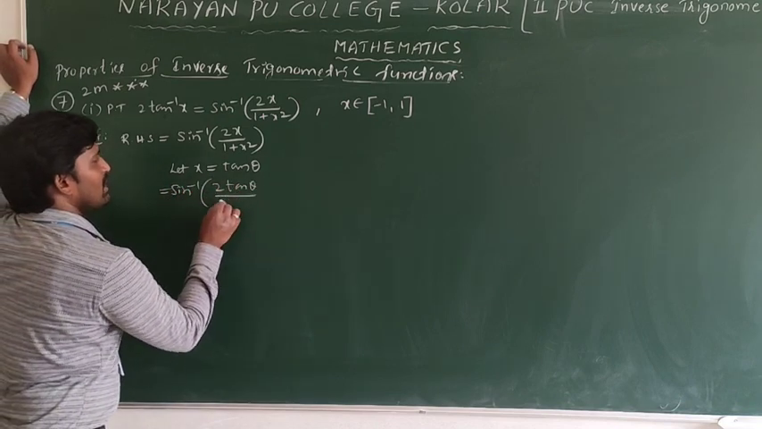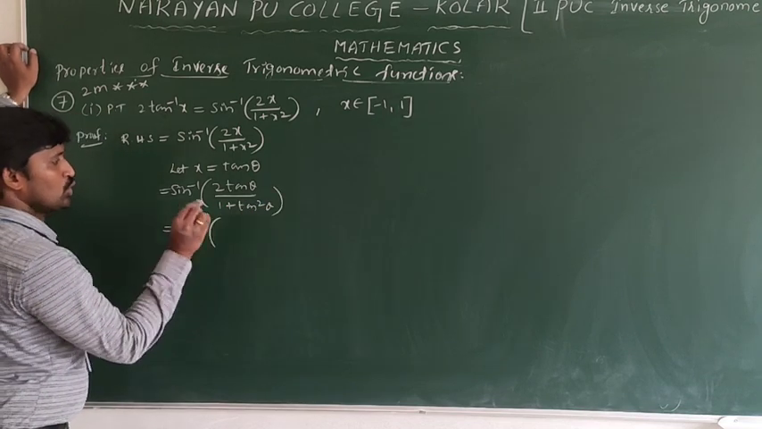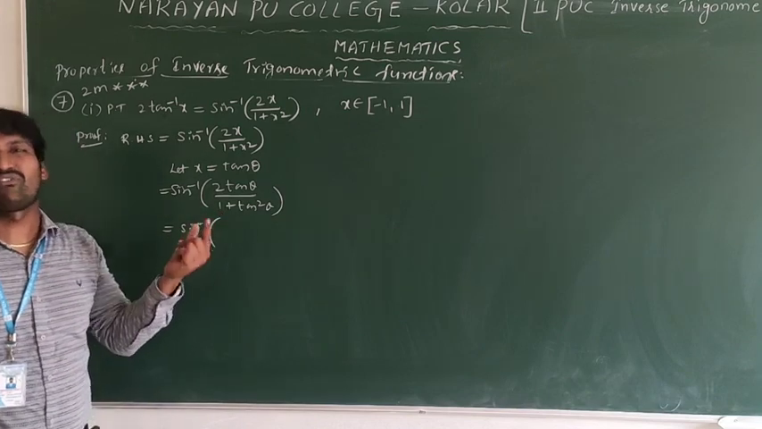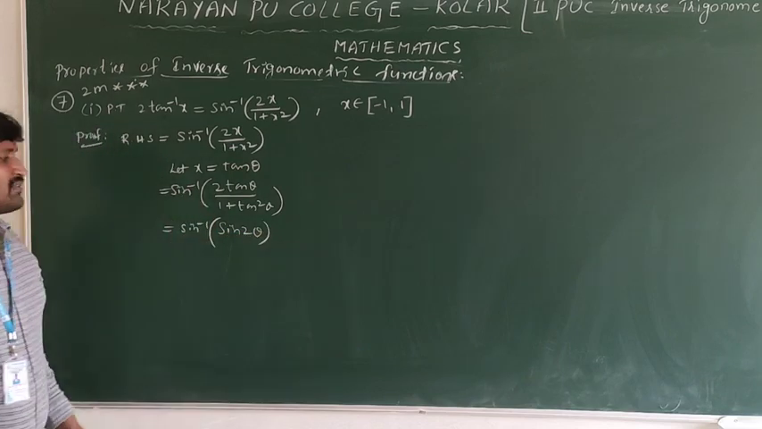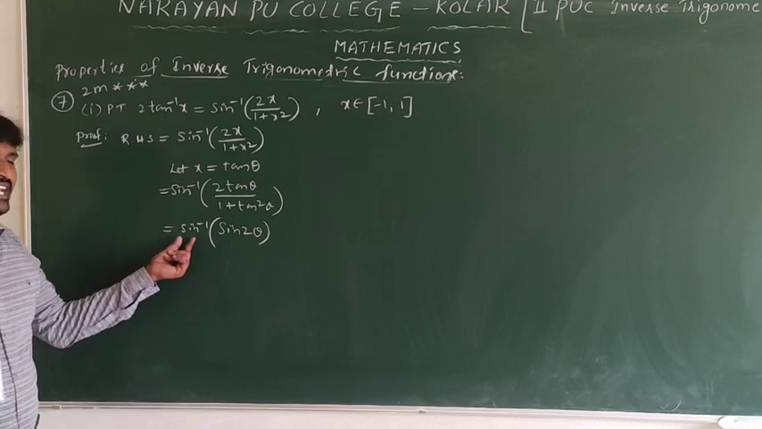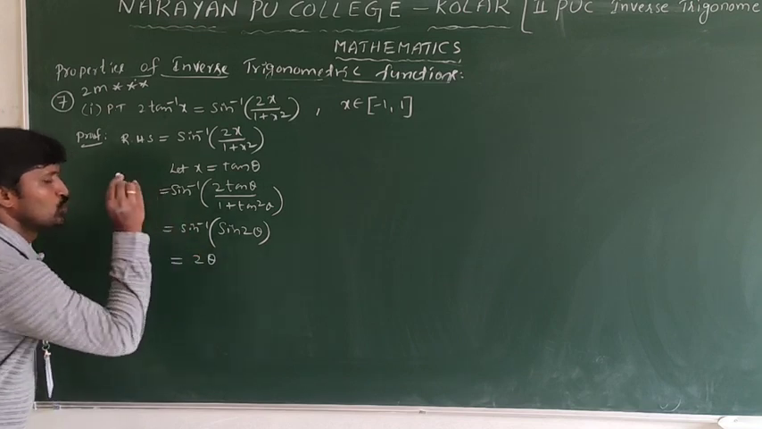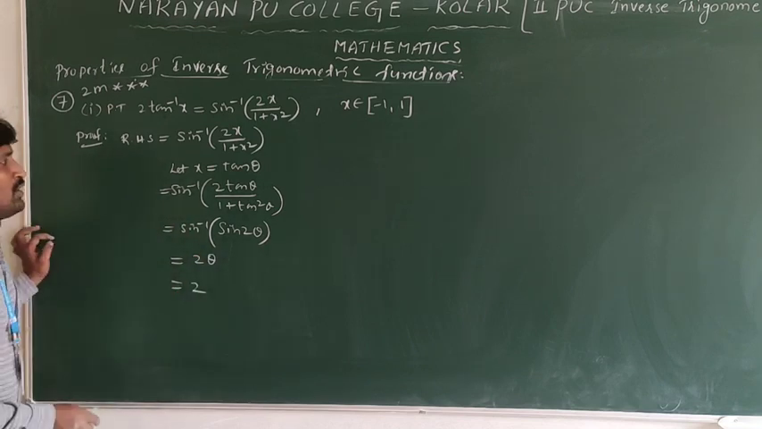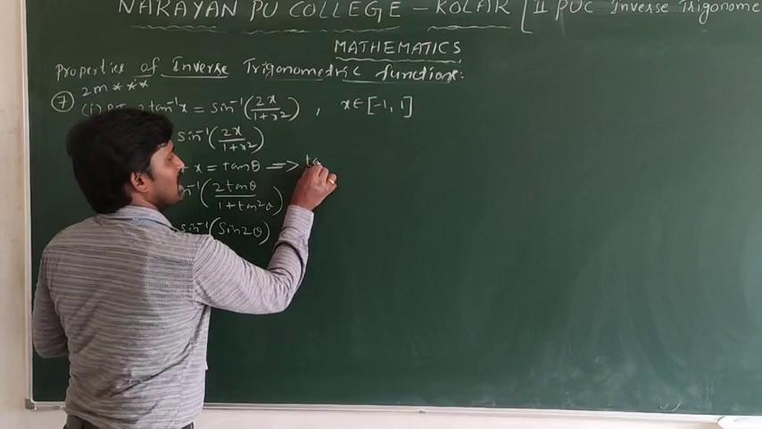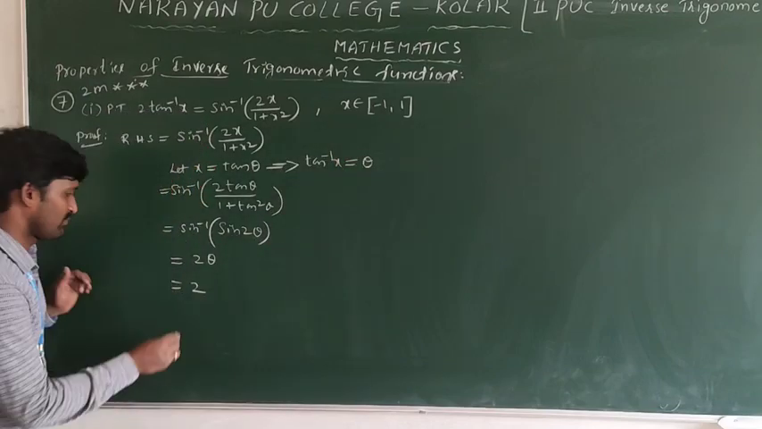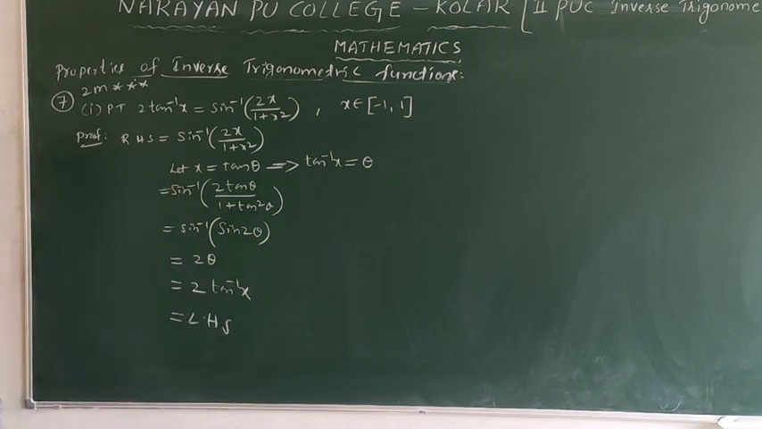2 tan theta by 1 plus tan square theta. Sin inverse of 2 tan theta by 1 plus tan square theta is the formula of which one? Sine 2 theta. That's why here I can replace it with sin inverse of sine 2 theta. Already we know the first property, sin inverse of sine x is x. That's why both will be cancelled. We get 2 theta. How to find theta? Taking tan to the left side, tan inverse x equal to theta. Now 2 theta means 2 tan inverse x. It is equal to the required LHS.